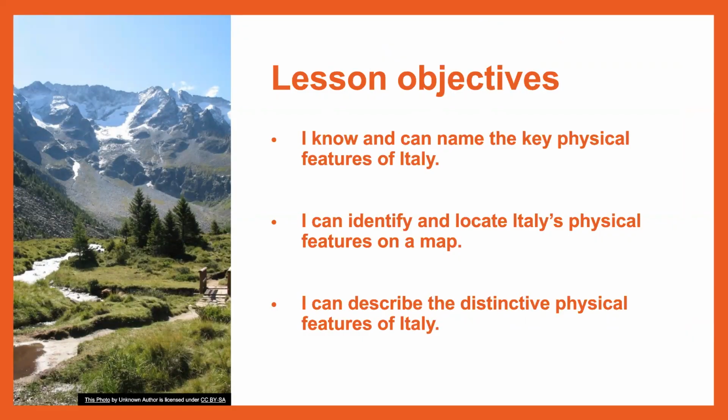Moving on to our learning objectives. Your first one is to know and name the key physical features of Italy. Second one is to identify and locate Italy's physical features on a map. The third one is to describe the distinctive physical features of Italy.